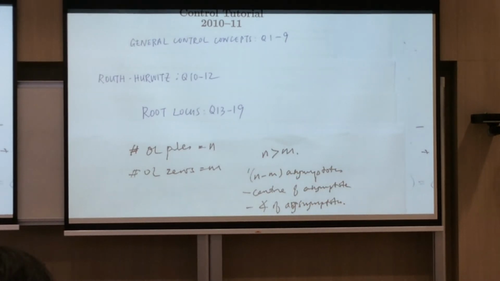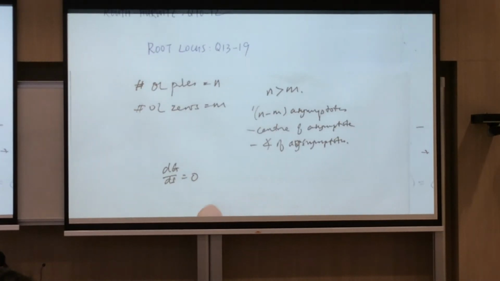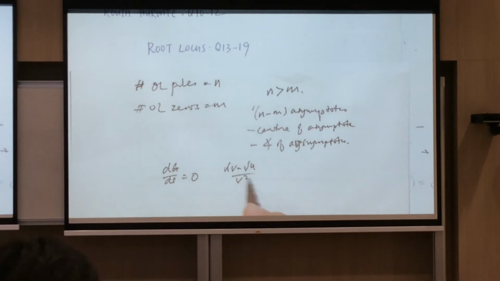Okay, and after that, see if we can calculate the breakaway points. Breakaway points is just dK over ds equals to 0. So what can be tricky here is you must make sure you know your partial fraction, because we need to do a partial differentiation of the transfer function. Okay, so that is u prime v minus u v prime over v square.